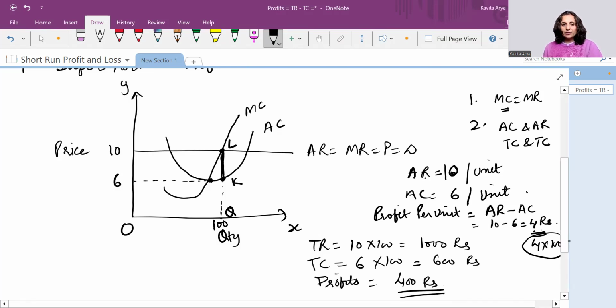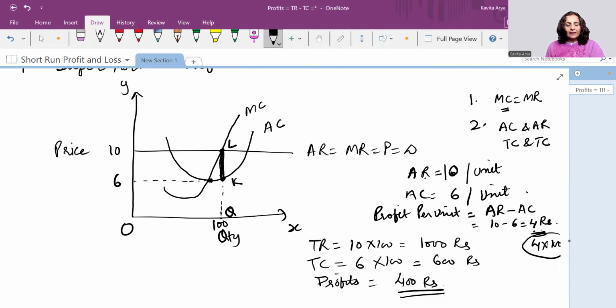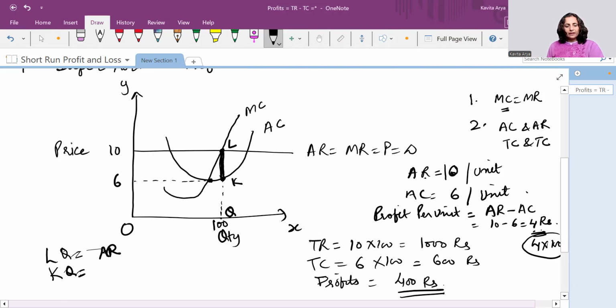So let us see it pictorially. So this is per unit profit because LQ is the total average revenue, right? And KQ is the average cost. LK becomes the average profit, right? This is average profit. And what is the quantity produced? Quantity produced is 100 units, and hence the total profits come out to be 400. And these are supernormal profits, right?